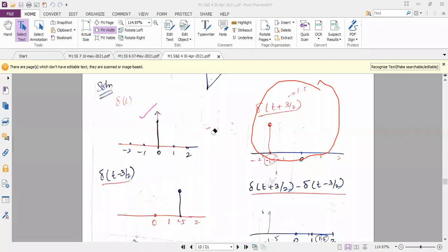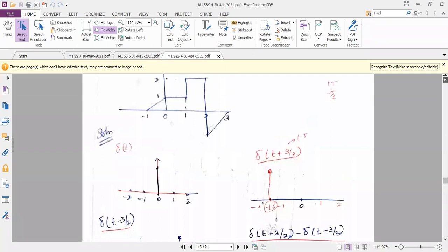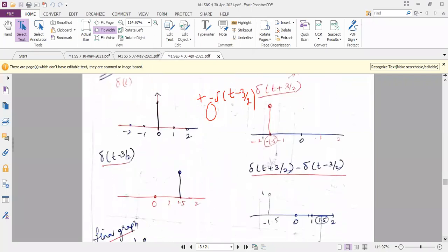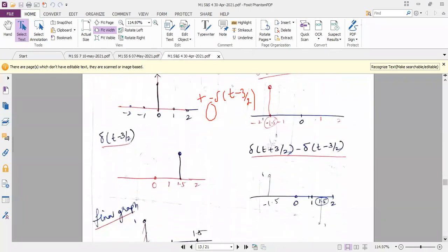So now, as per the question, I told in all the earlier classes, we cannot perform the subtraction operation. We have to convert the subtraction into addition. So that means plus of minus delta of t minus 3 by 2. Already I have delta of t minus 3 by 2. Now I want minus of delta of t minus 3 by 2. So if you want that, what changes do you have to make? Below. Very good.